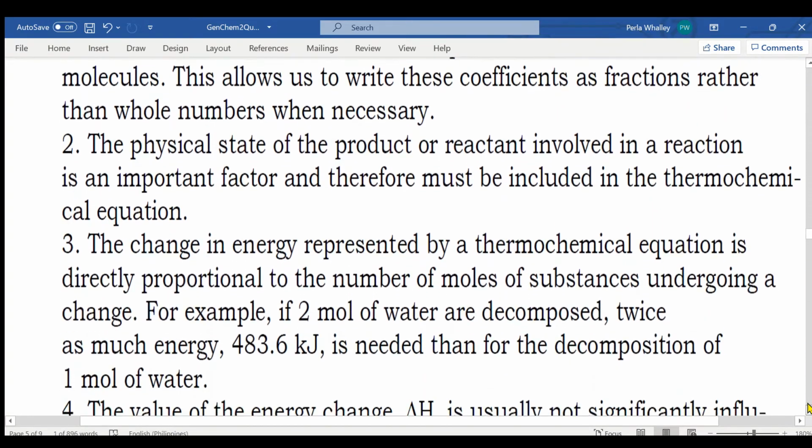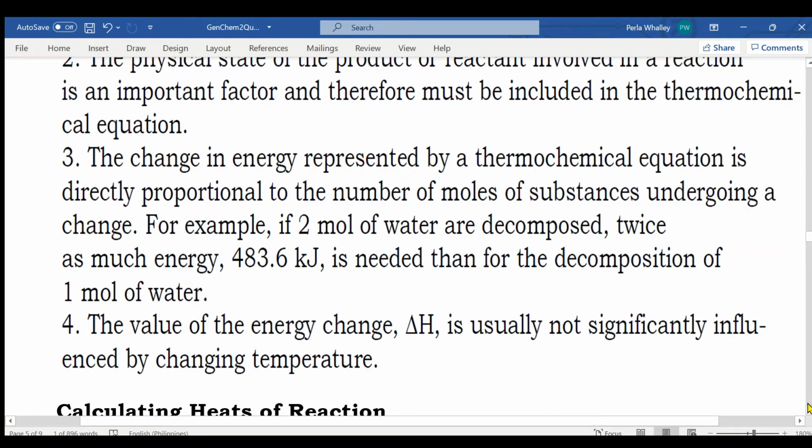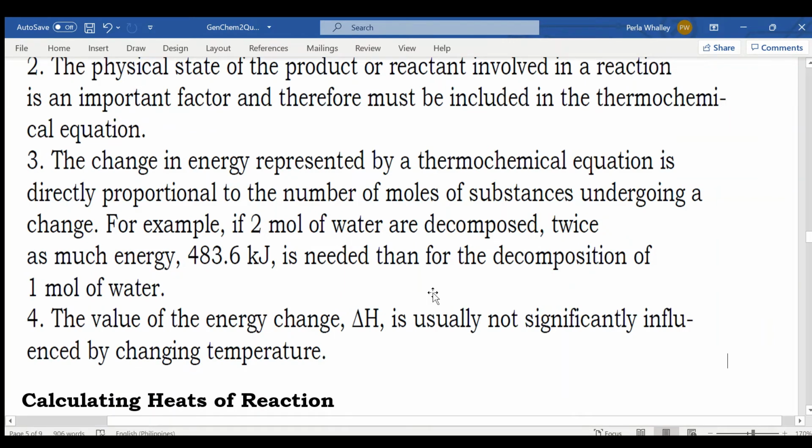The change in energy represented by a thermochemical equation is directly proportional to the number of moles of substances undergoing a change. For example, if 2 moles of water are decomposed, twice as much energy, 483.6 kilojoules, is needed than for the decomposition of 1 mole of water. So, to decompose 2 moles of water, we multiply 483.6 times 2, which is equal to 967.2 kilojoules.